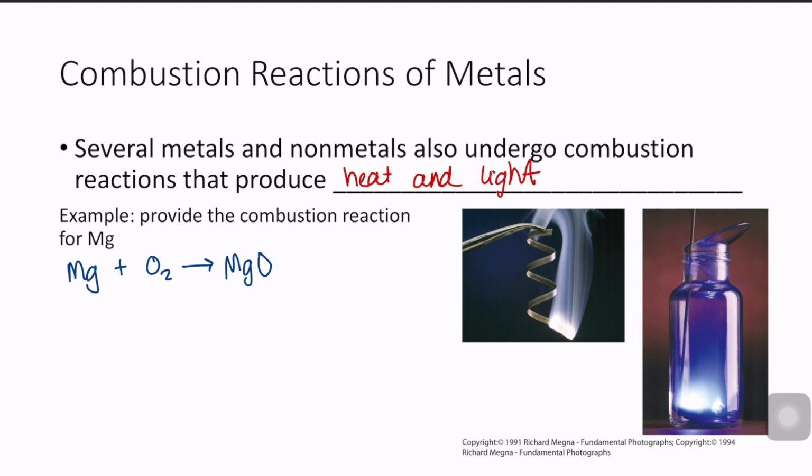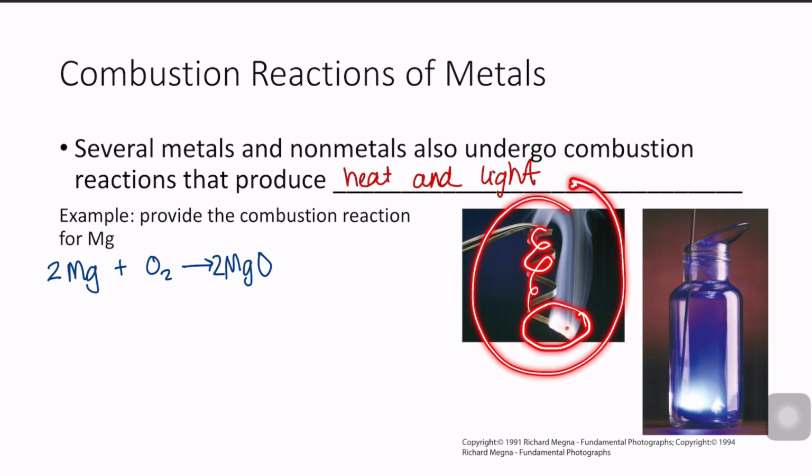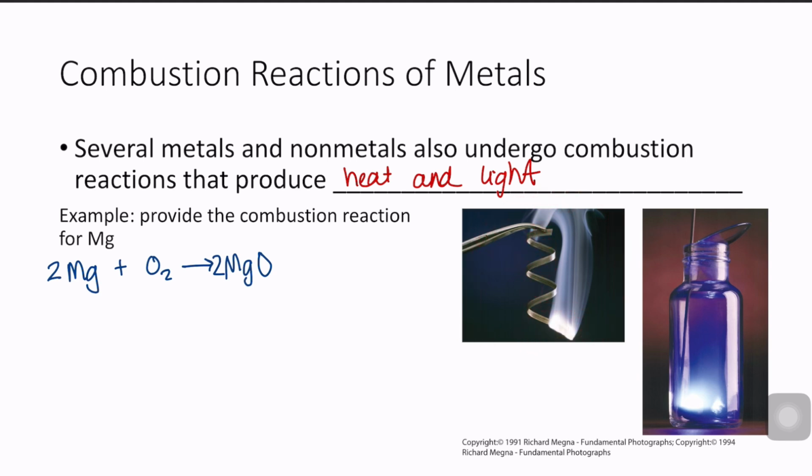And then I can go through and balance my entire reaction. I have 2 oxygens on my reactant side, so I can put a 2 in front of my MgO. And when I did that, I made my magnesium not balanced, so I can put a 2 in front of the magnesium to make sure that it is balanced. Here is an example of magnesium burning. This is the magnesium ribbon, and the result of this is just pure light. And the leftover ash that develops is the magnesium oxide.